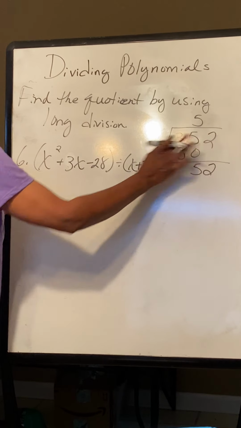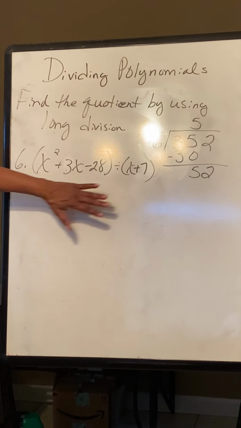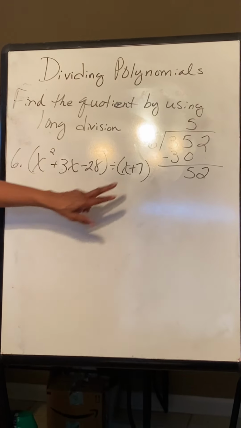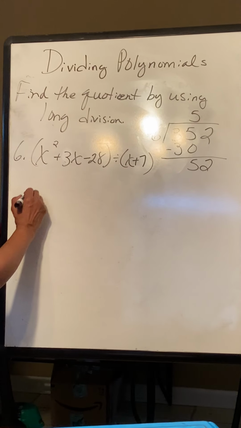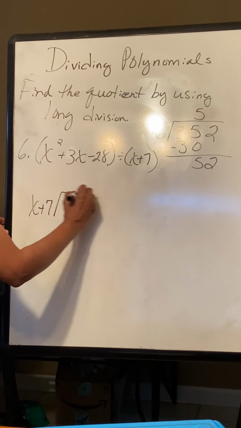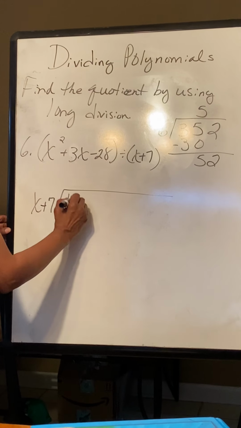Now remember, this is your dividend, that's your divisor. So I'm about to set this up for long division. This is going to be my divisor, and this is my dividend.